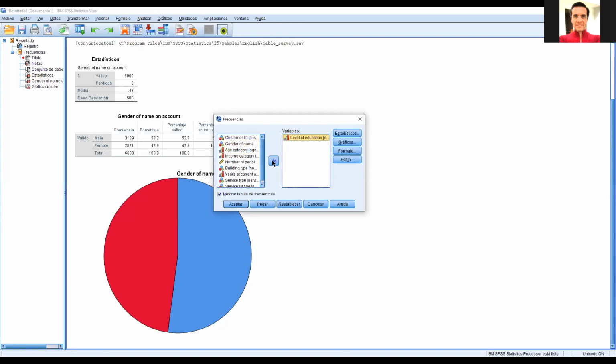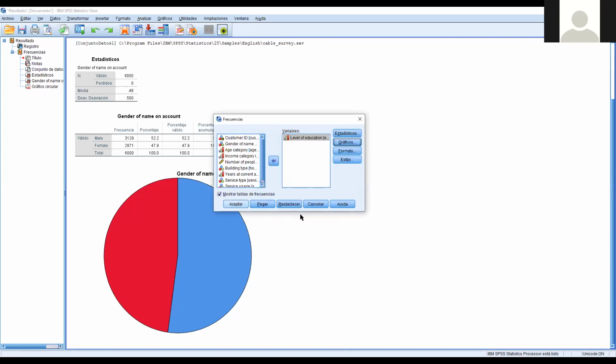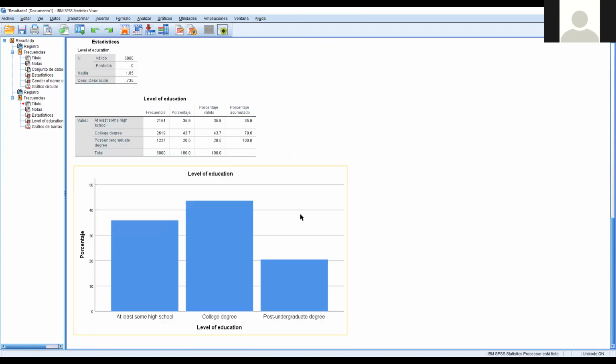Please change the type of chart to barras. I don't know what it is in the English version, but I think it's bar. Bar, okay, so that one. And in statistics, mediana? Ready. Don't worry, leave the same.